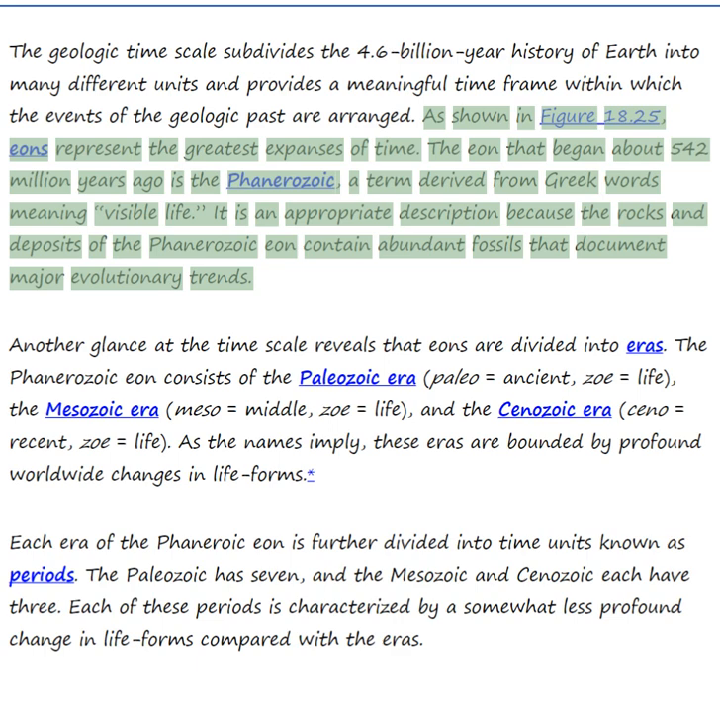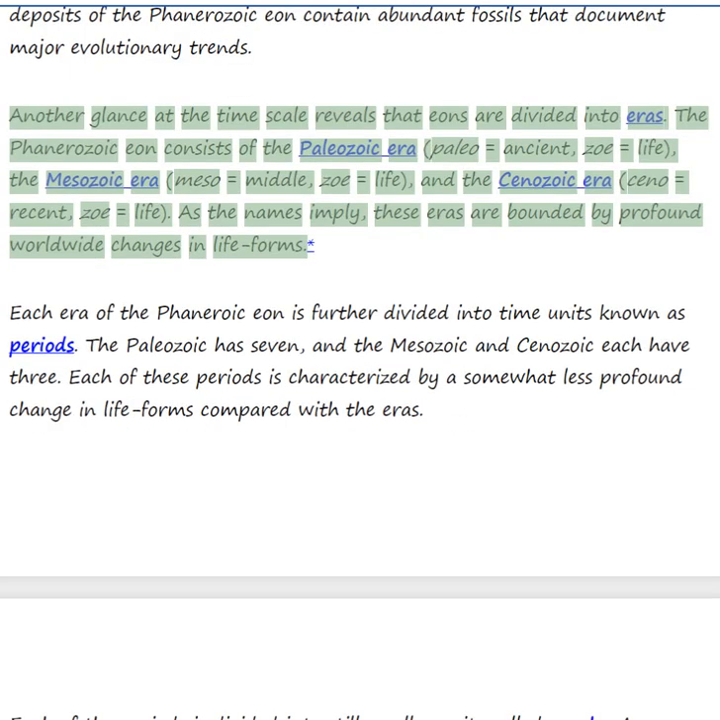The eon that began about 542 million years ago is the Phanerozoic, a term derived from Greek words meaning visible life. It is an appropriate description because the rocks and deposits of the Phanerozoic eon contain abundant fossils that document major evolutionary trends. Another glance at the time scale reveals that eons are divided into eras. The Phanerozoic eon consists of the Paleozoic era, the Mesozoic era, and the Cenozoic era. As the names imply, these eras are bounded by profound worldwide changes in life forms.